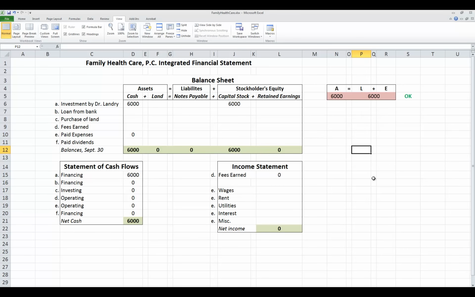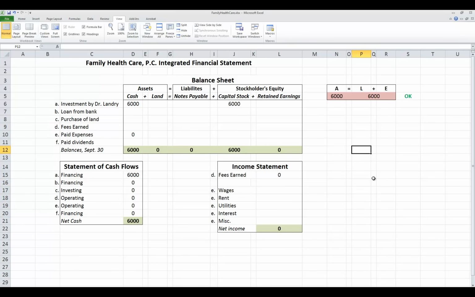So automatically, right away we can see how, in this case, the balance sheet is tied into the statement of cash flows. When we have cash coming into the balance sheet as an asset, we're going to have that cash also represented as a financing activity in the statement of cash flows.